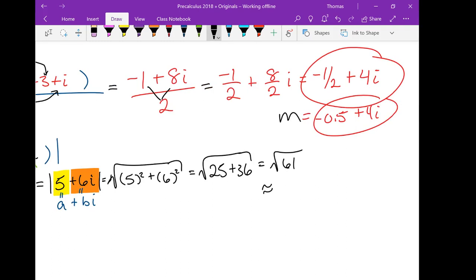And again, you could write this as a decimal if you like. I don't know the square root of 61. I know it's going to be less than 8 because the square root of 64 is 8. I know it's going to be more than 7. So let's check it in the calculator. Square root of 61 is 7.8, just what we expected. Between 7 and 8, a little bit closer to 8 than to 7.